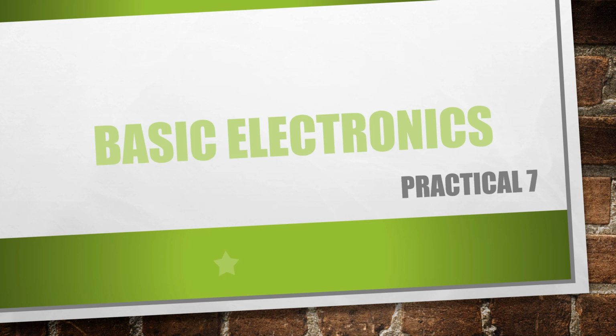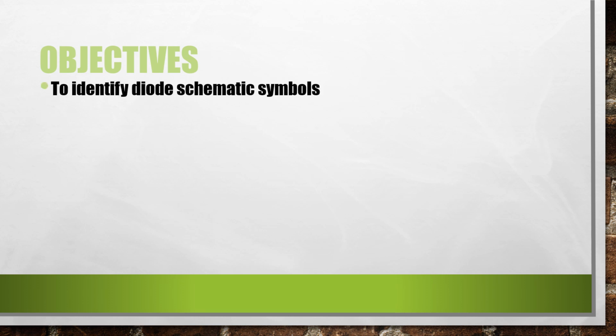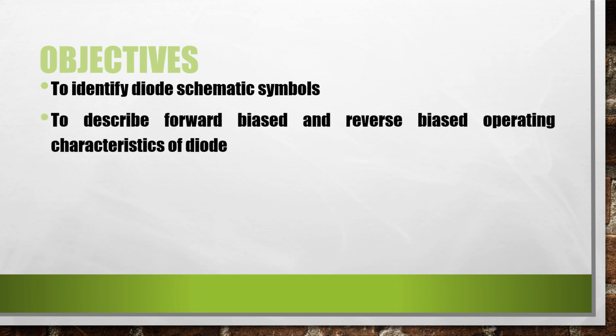This is the seventh practical of basic electronics. The first objective of this practical is to identify diode schematic symbols, and the second objective is to describe forward biased and reverse biased operating characteristics of diode.